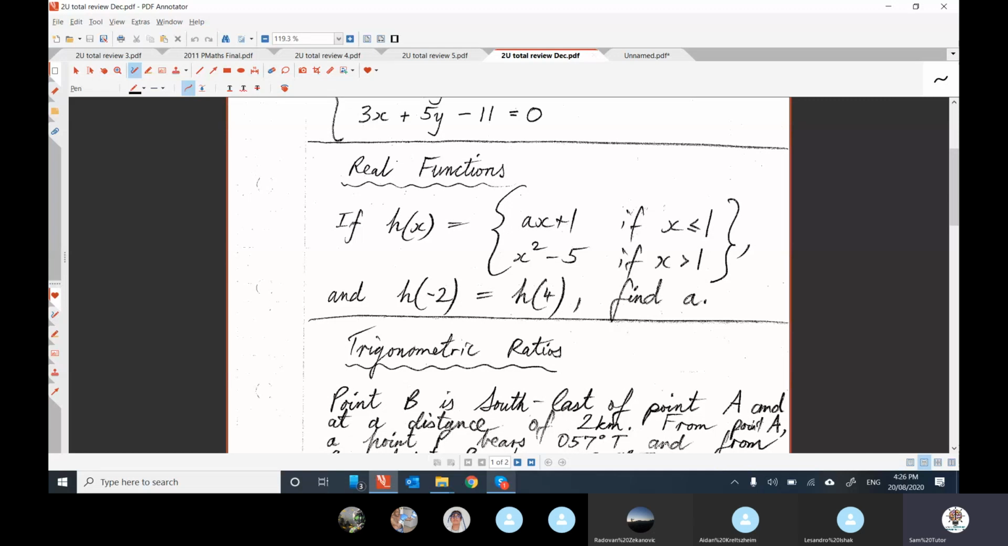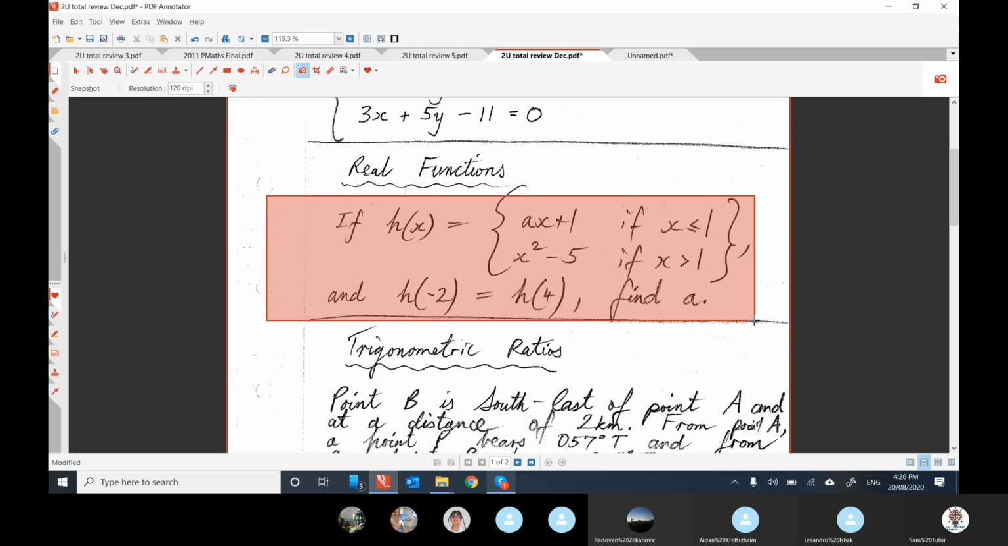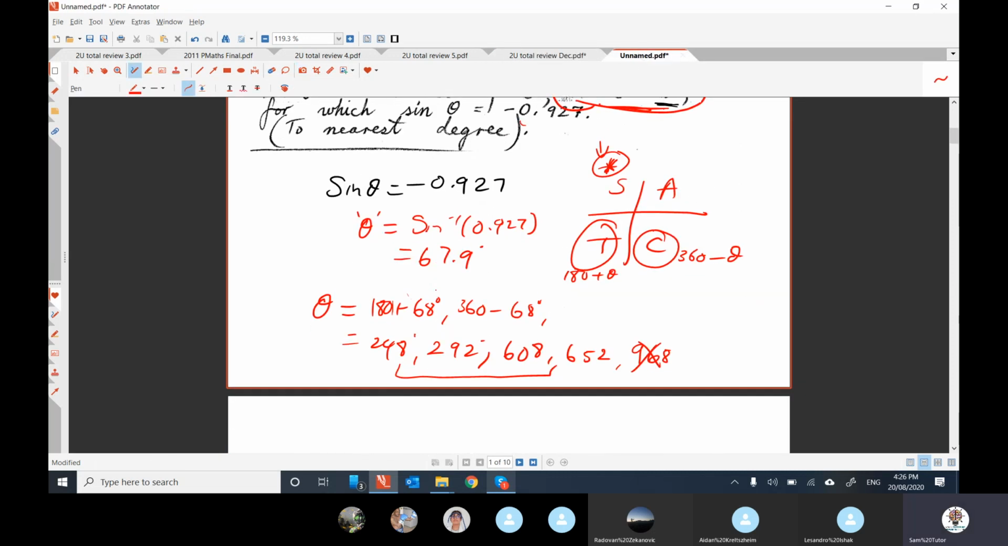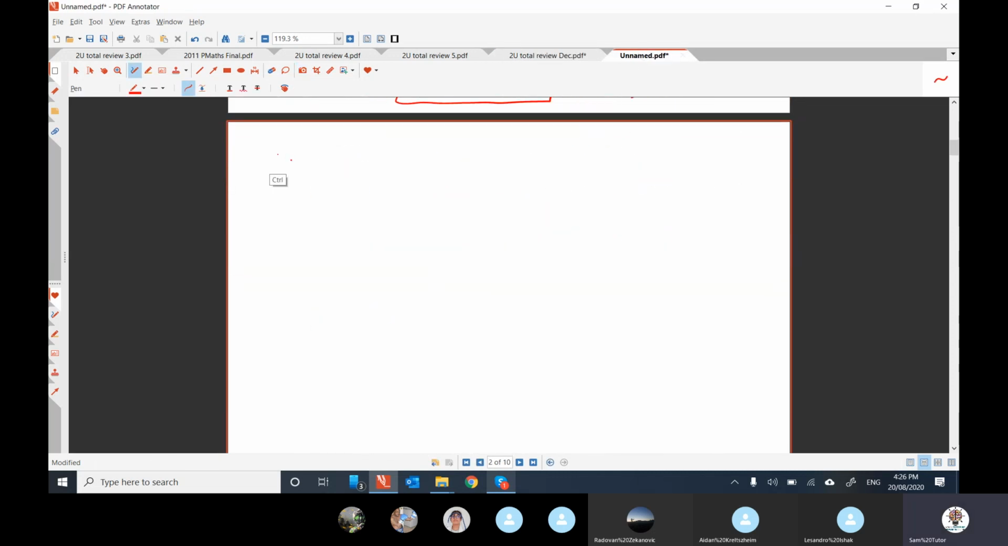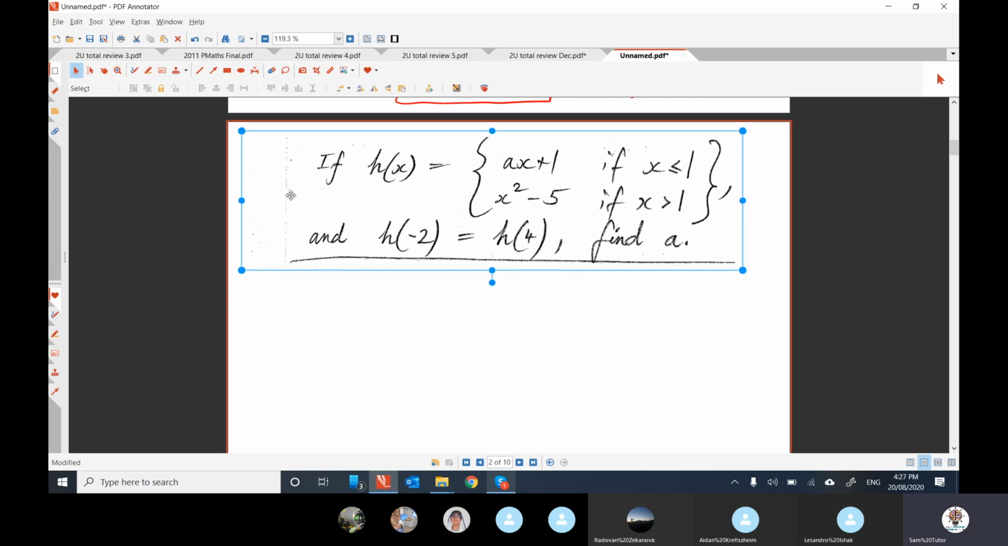Yep, you can do this one, real functions. I'm just going to copy it here. Don't overthink it. Just assume it was your exam. You're going to write something down, right, Tiana? You can't say to yourself in your exam, I can't do it. So you'll just do whatever you can do. If h of x is ax plus 1 if x is less than or equal to 1, and x squared minus 5 if x is greater than 1, and we know this result, find a.